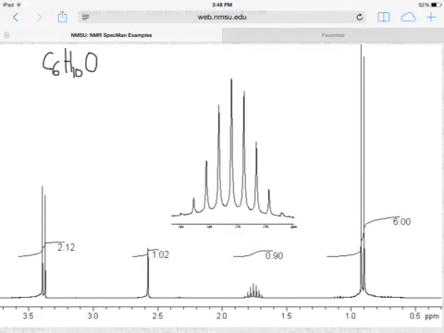Here is an example of an NMR spectrum that I pulled off the internet. It's from New Mexico State University.